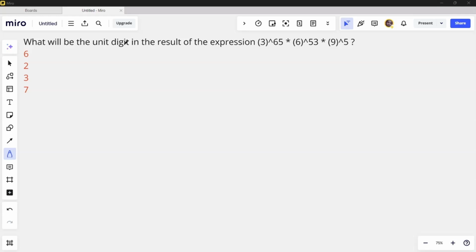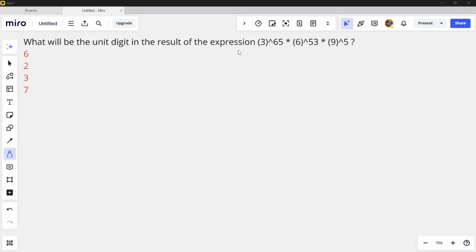So as you can see, this is our question: what will be the unit digit in the result of the expression 3 raised to the power 65 into 6 raised to the power 53 into 9 raised to the power 5? Okay. So let me tell you, we are using the concept of power cycle in this video.